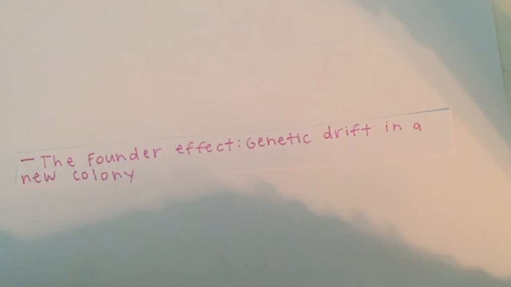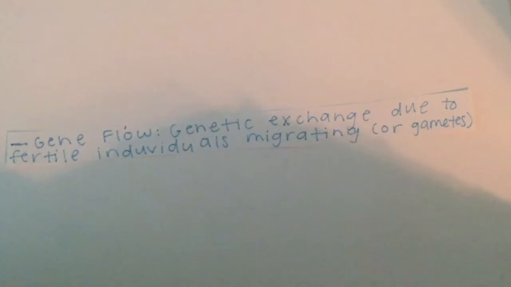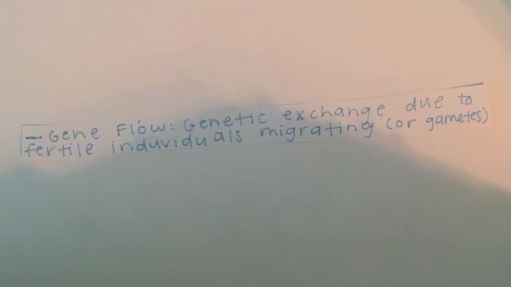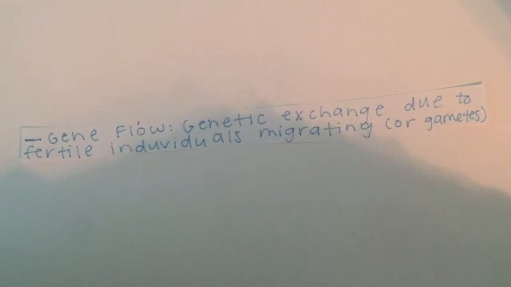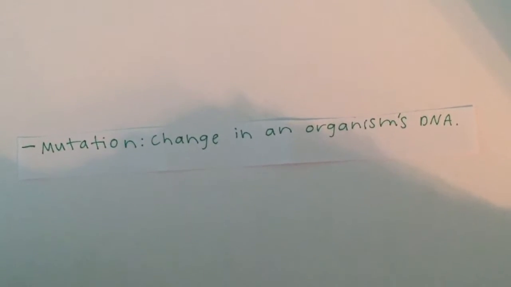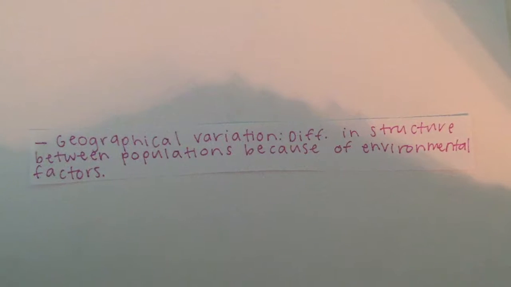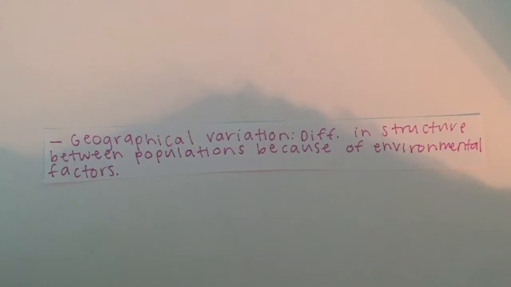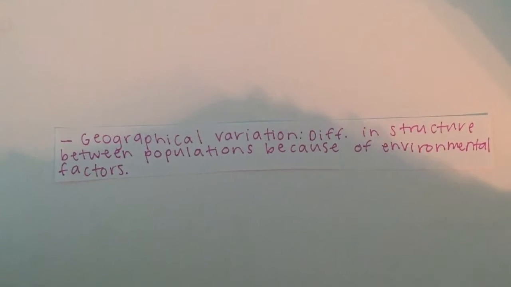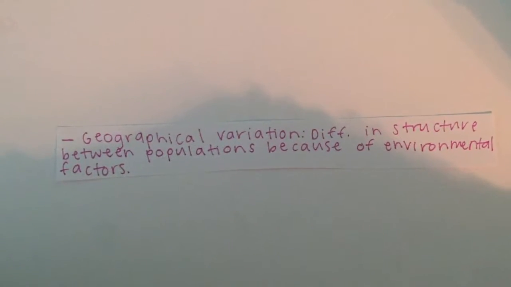The founder effect is genetic drift into a new colony. The founder effect is very similar to the bottleneck effect in that there is a new, smaller population created. Gene flow is the genetic exchange due to fertile individuals migrating. A mutation is simply a change in an organism's DNA. Geographical variation is the difference in structure between populations, and this happens as a result of environmental factors.